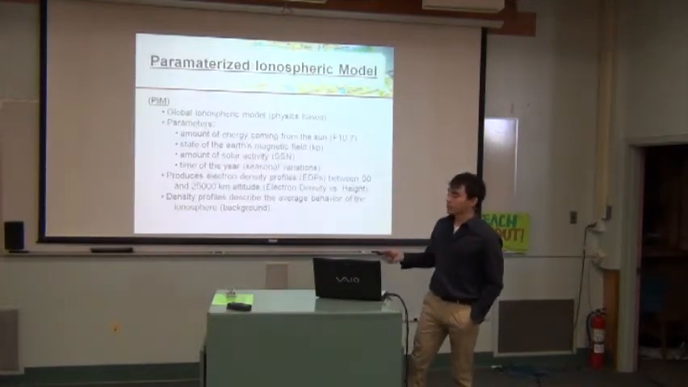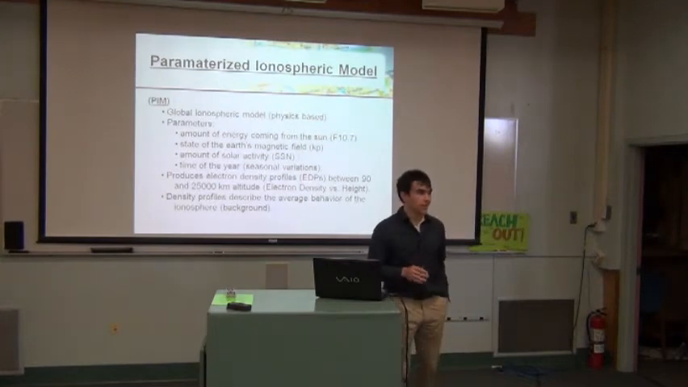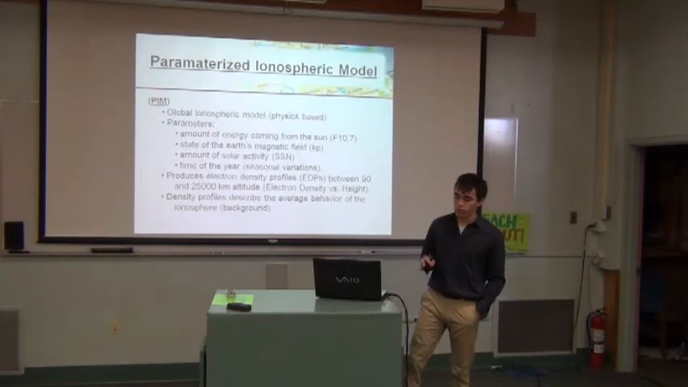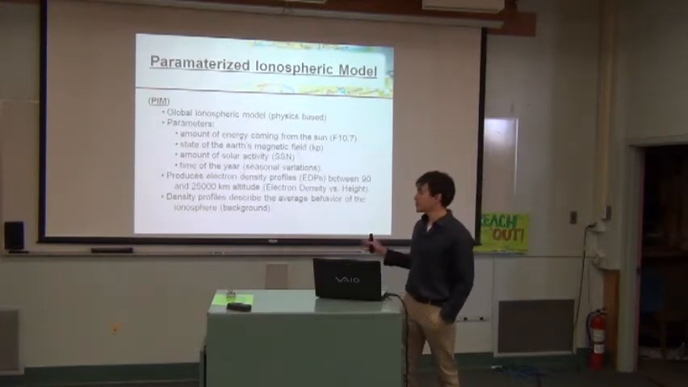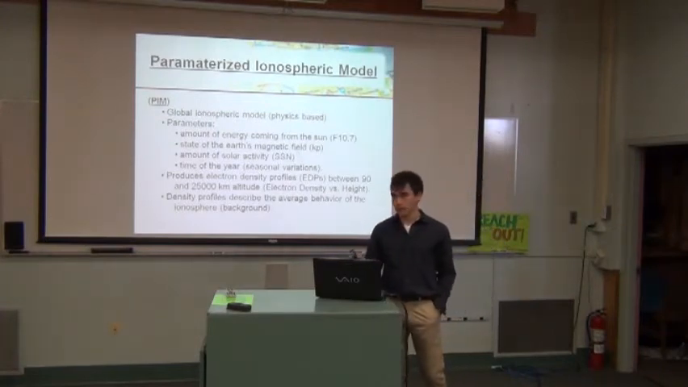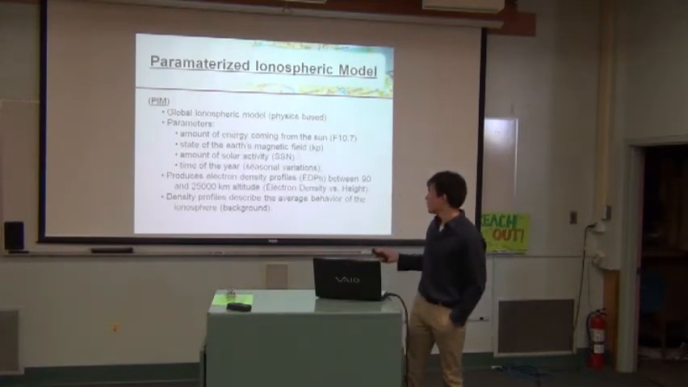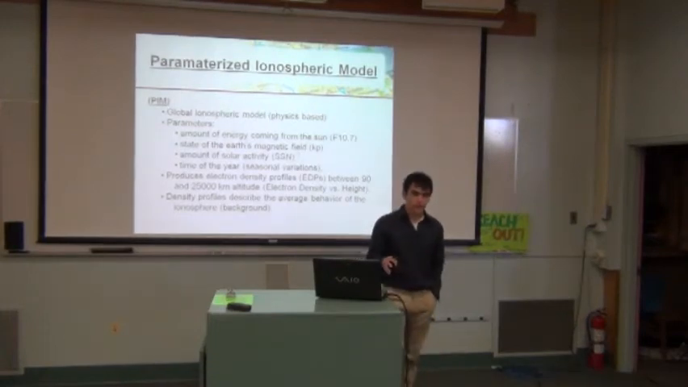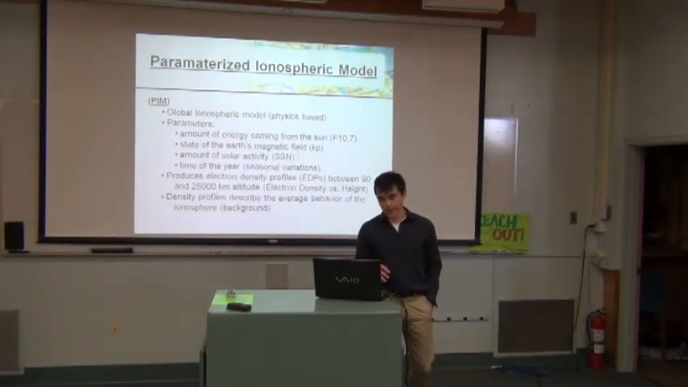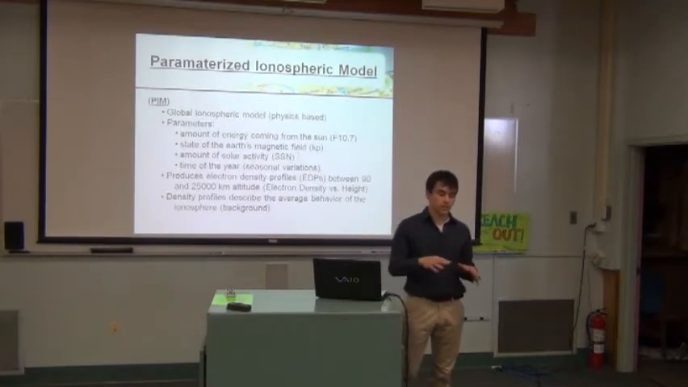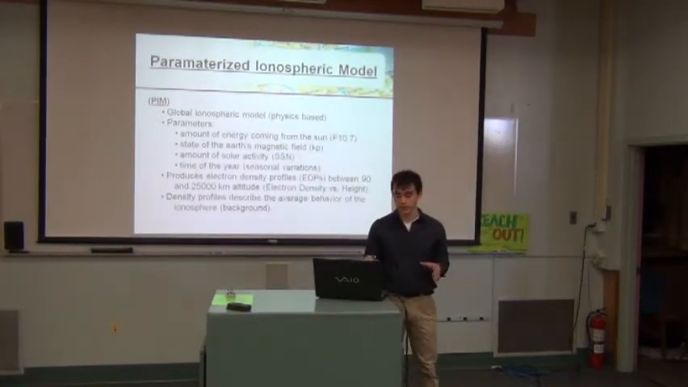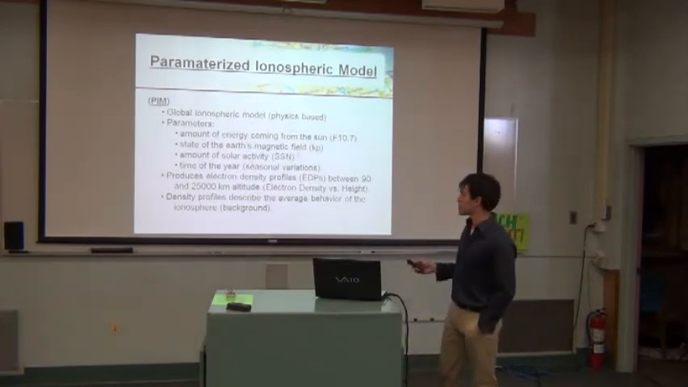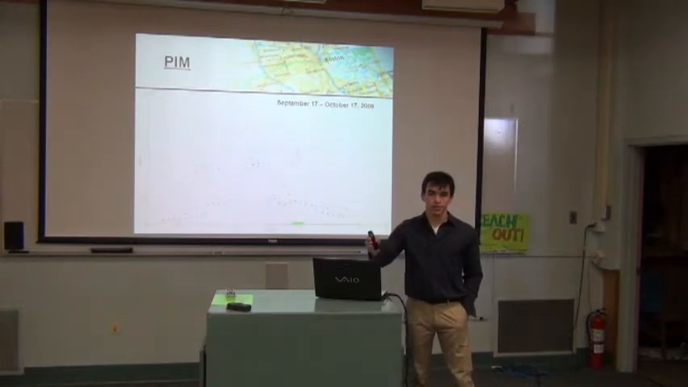And then the model that we use is called the Parameterized Ionospheric Model, otherwise known as PIM, which is a physics-based global ionospheric model that takes into account the energy coming from the sun, otherwise known as the solar flux, the state of the Earth's magnetic field, the amount of solar activity, or the sunspot number, and the time of the year, because there are seasonal variations in the ionosphere. So with this model, we can look at what it predicts for the electron densities leading up to the earthquake.